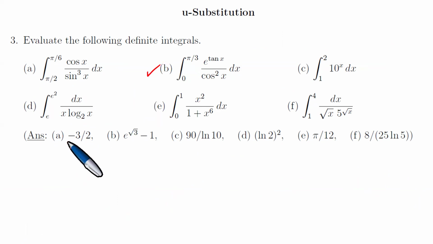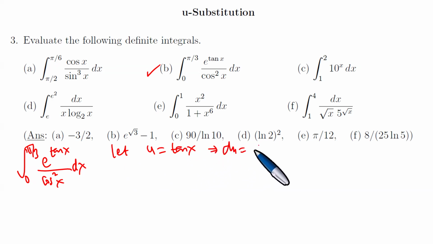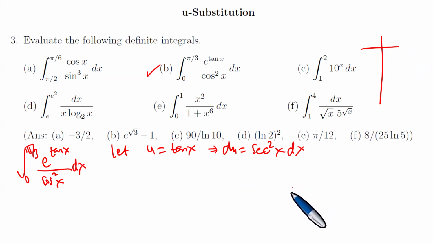We proceed. B, the integral from 0 to pi over 3 radians. Let u be the tan of x. Then du is the derivative of tan, which is secant squared x dx. So x is from 0 to pi over 3 radians.